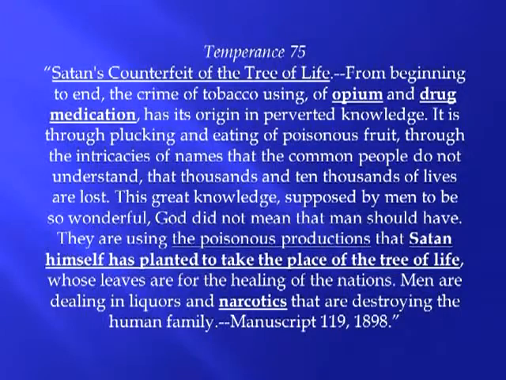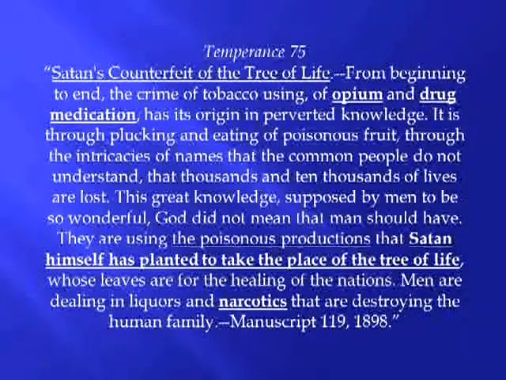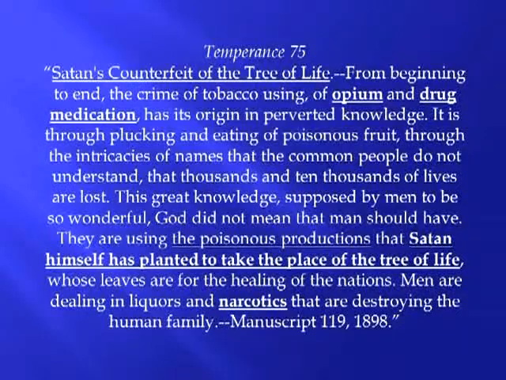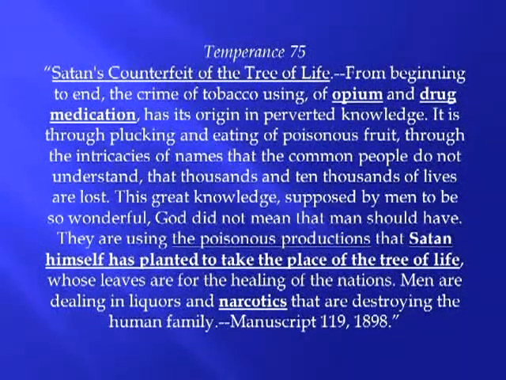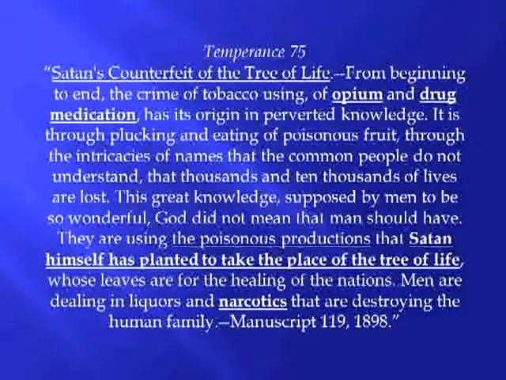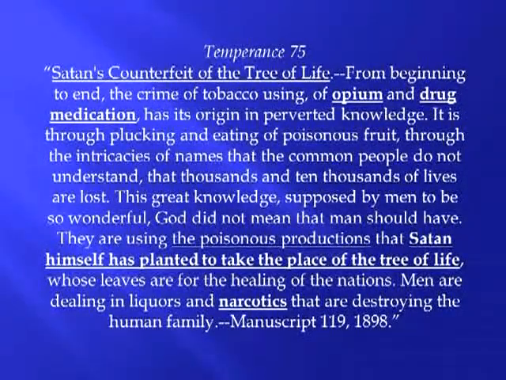From beginning to end, the crime of tobacco using, of opium, and drug medication had its origin in perverted knowledge. It is through plucking and eating of poisonous fruit, through the intricacies of names that the common people do not understand, that thousands and ten thousands of lives are lost. This great knowledge, supposed by men to be so wonderful, God did not mean that man should have. They are using the poisonous productions that Satan himself has planted to take the place of the tree of life, whose leaves are for the healing of the nations. Men are dealing in liquors and narcotics that are destroying the human family.